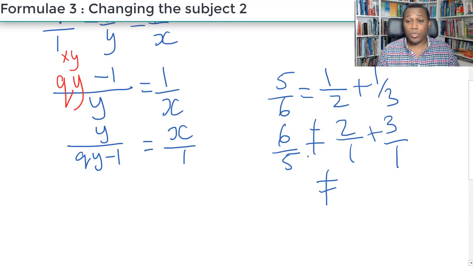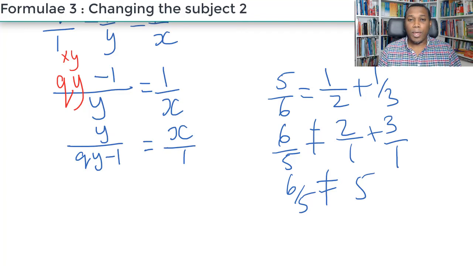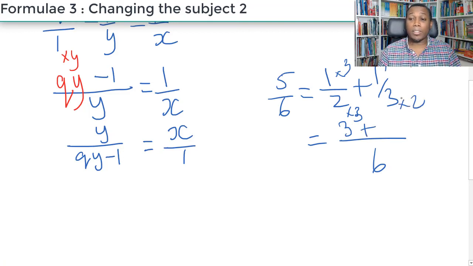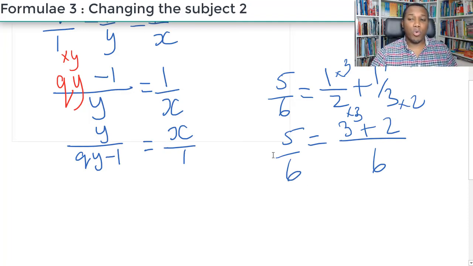Well, actually, the first one is true. It's when we do the inversion that it's not true, because 6 on 5 is not equal to 5. So I'm trying to show you why there's an issue. However, if you actually perform the addition first, lowest common multiple 6, multiply by 3, you get 3 on 6, multiply by 2, you get 2 on 6. Now I have the left-hand side and the right-hand side equal. So that's the logic we have worked through here.